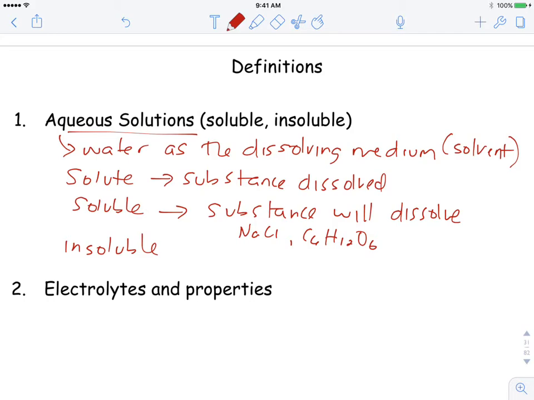And then we could have substances that are insoluble, which means that the substance will not dissolve, or at least it won't dissolve appreciably. And so some examples that you might have learned if you memorized Table F and took the SAT subject test last year, things like AgCl, BaSO4.